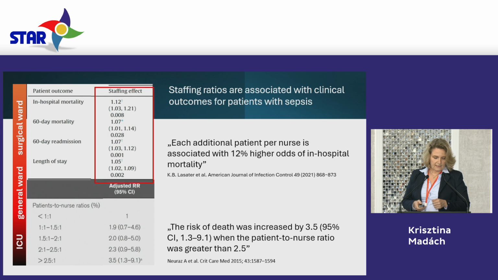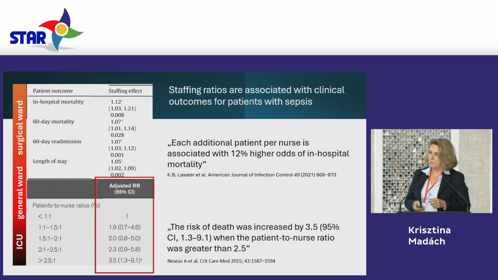And what about the intensive care unit? It's even more marked. The risk of death was increased by 3.5 when the patient-to-nurse ratio was greater than 2.5. In Hungary, we are in this range at the moment, and if we have a look at Europe, most European countries are almost in this range. So if we are thinking about sepsis, staffing problems are one of the first to solve.